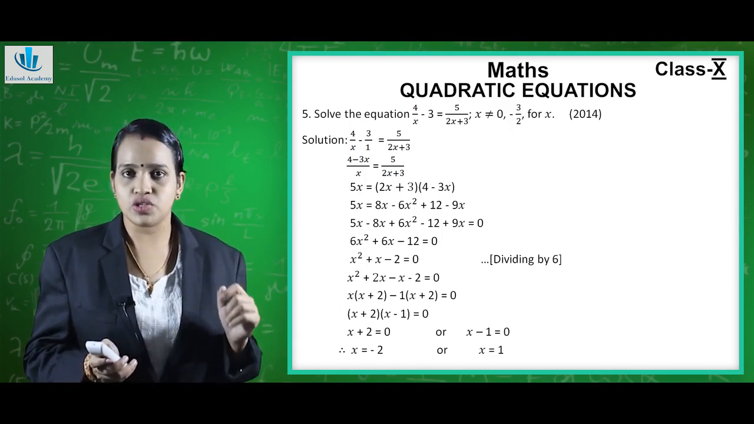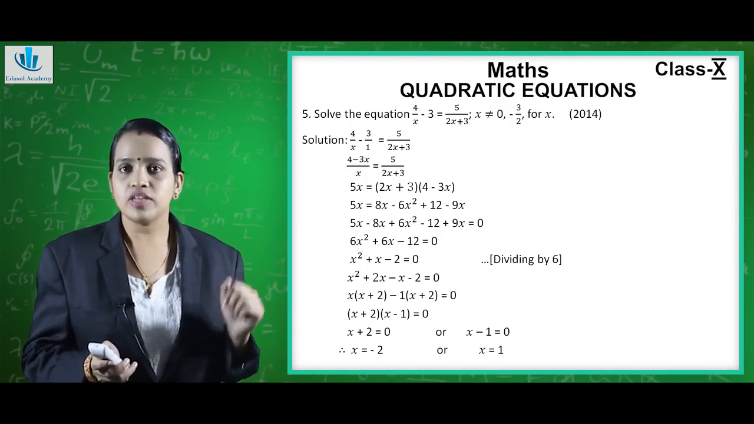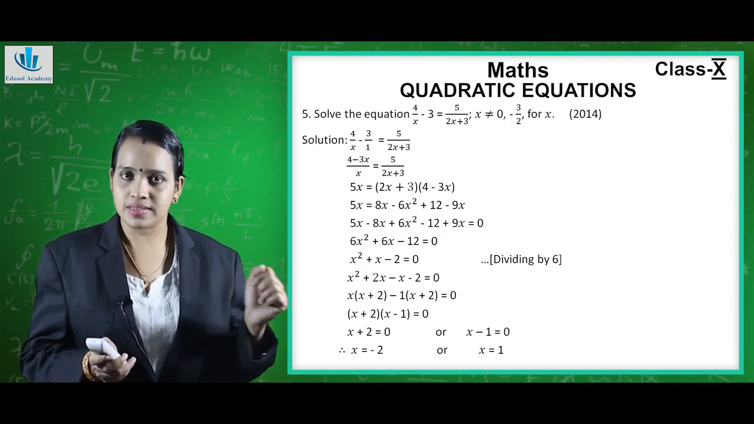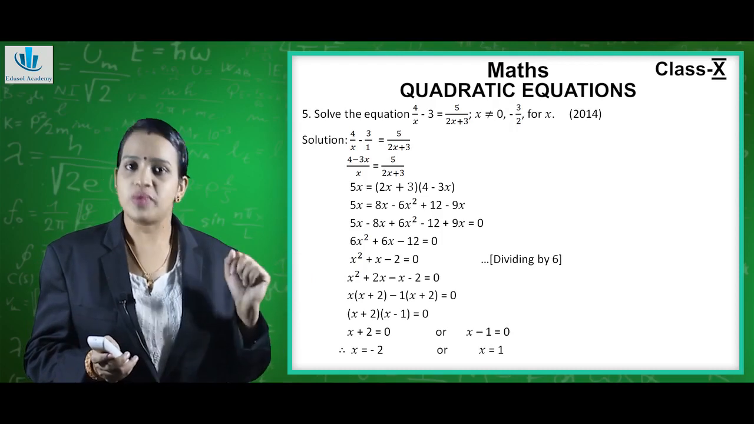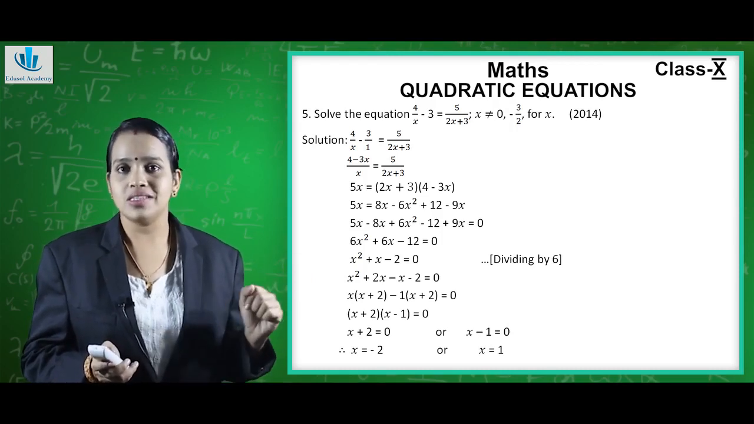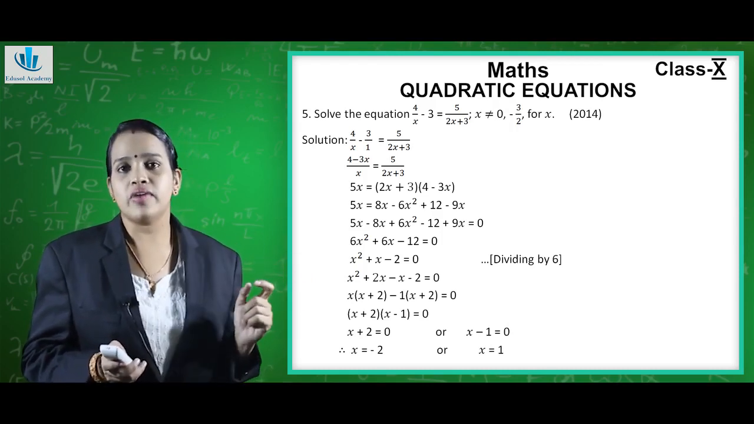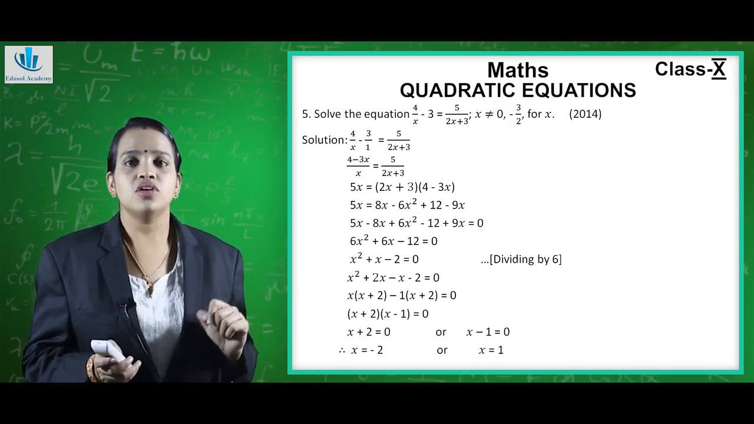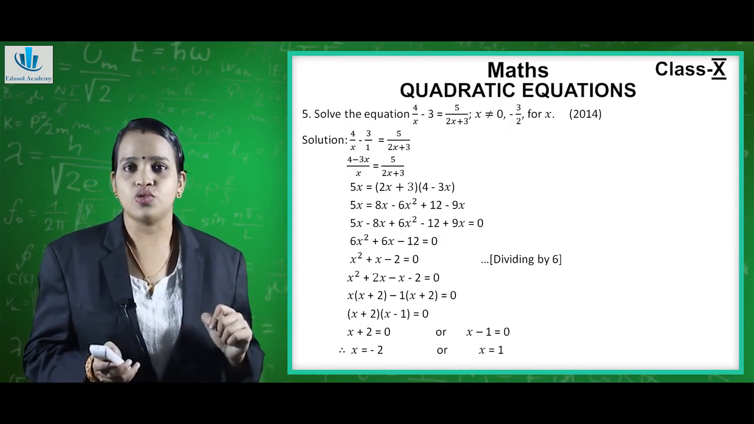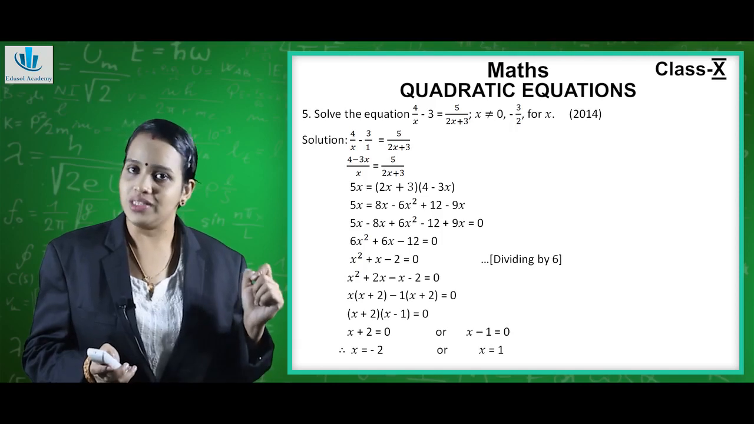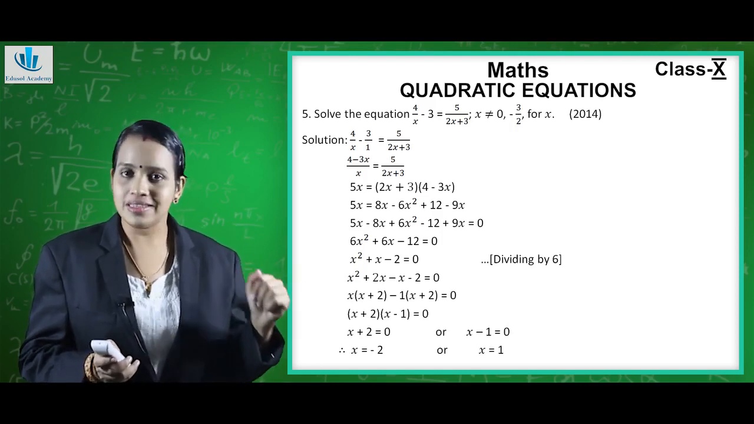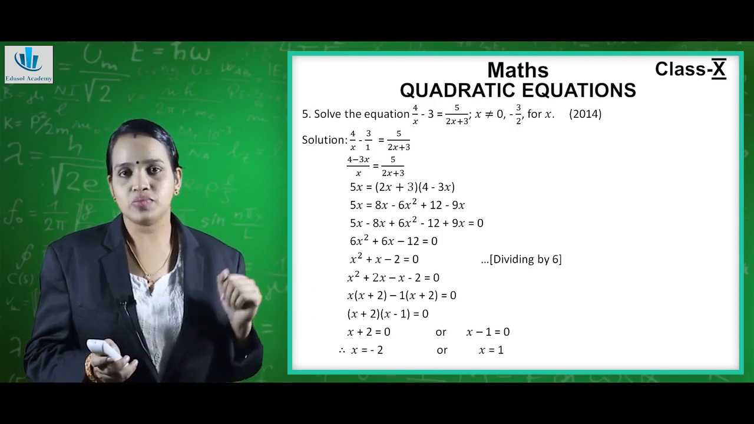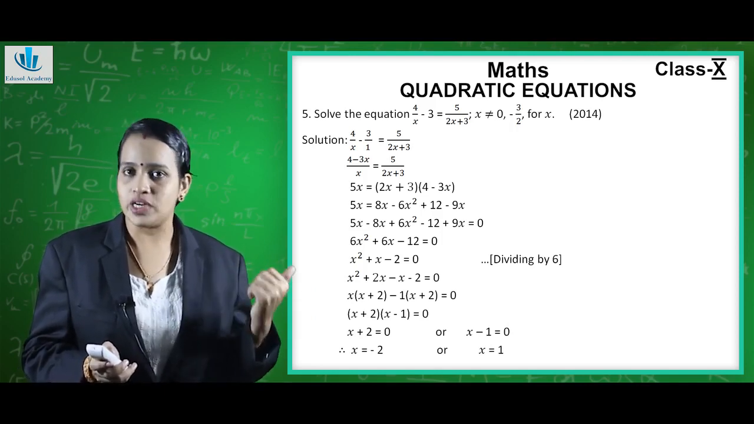So our 6x raised to 2, 5x minus 8x gives plus 6x, 5x minus 8x plus 9x gives plus 6x minus 12, which is equal to 0. Now we can divide the entire equation by 6. So what remains: x raised to 2 plus x minus 2, which is equal to 0. Now we can split the middle term, so it becomes x raised to 2 plus 2x minus x minus 2, which is equal to 0.